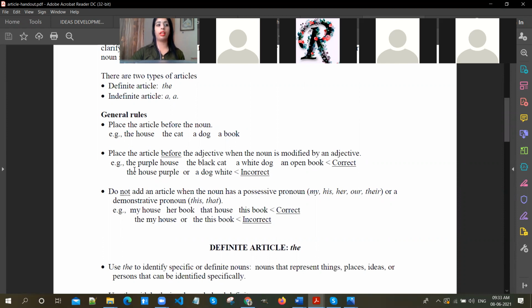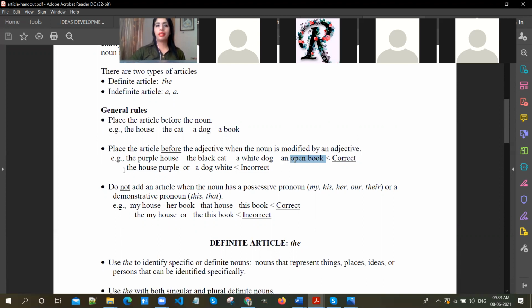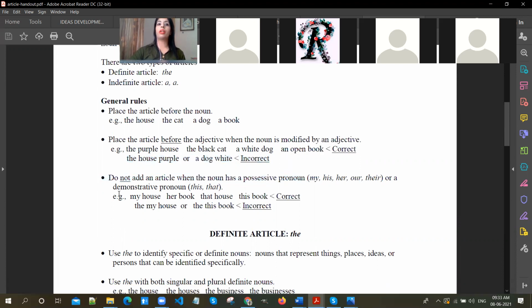For example, when you are talking about a particular house, you are also telling some adjective, some specific quality of it. The purple house, the black cat, a white dog, an open book. Because open starts with the O sound, that is why an came, right? Whereas this will be an incorrect sentence: the house purple. It will not make any sense. It will be the purple house, right? Very important thing.